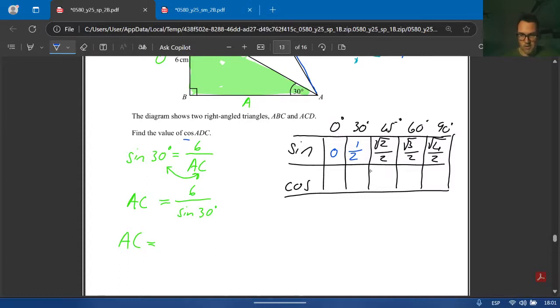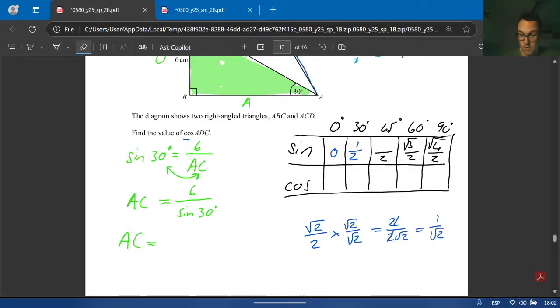If you want to change it to the one that they use more often, we can multiply it by square root 2 over square root 2, which is 1. We can multiply anything by 1, which means square root 2 times square root 2 is 2. 2 times square root 2 is 2 square root 2. 2 divided by 2 is 1, so that's the same as 1 over square root 2. So the version they usually give you is 1 over square root 2.